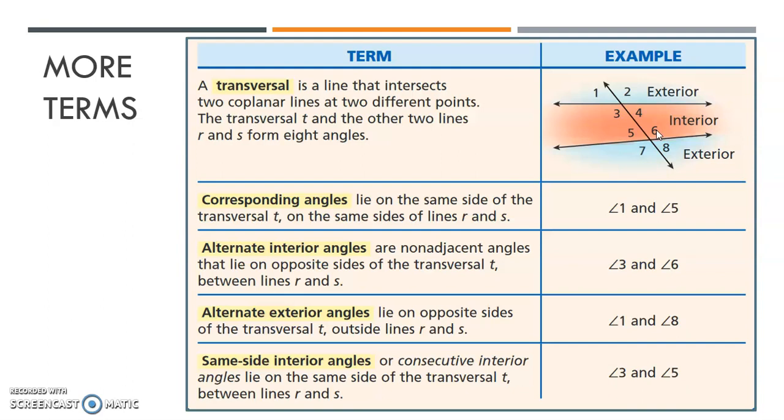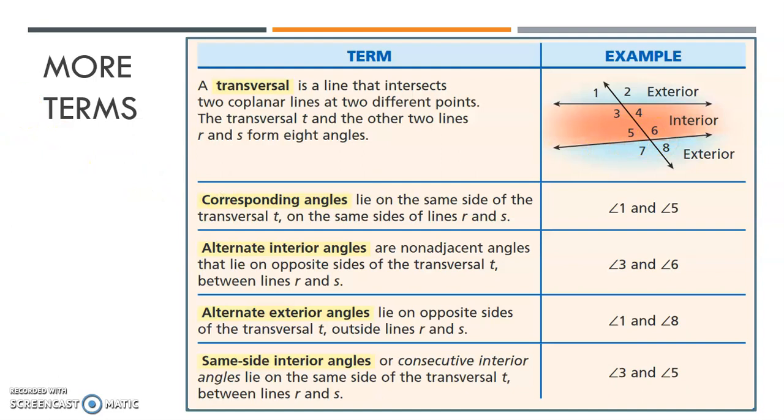Alternate exterior angles are in the exterior. See these blue areas, and they're on opposite sides of the transversal. So we have 2 and 7 or 1 and 8. And same side interior angles are inside and on the same side of the transversal. So 3 and 5 or 4 and 6. So those are your more terms.